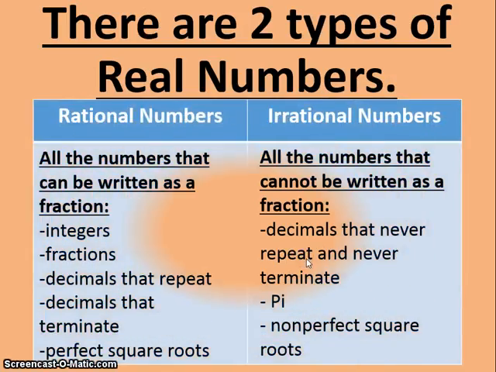There are two types of real numbers, rational numbers and irrational numbers. Rational numbers are all the numbers that can be written as a fraction. This includes integers, fractions, decimals that repeat, decimals that terminate, and perfect square roots. Irrational numbers are the opposite. They cannot be written as a fraction. This includes decimals that never repeat and never terminate, pi, and non-perfect square roots. Every real number is one of these two types.